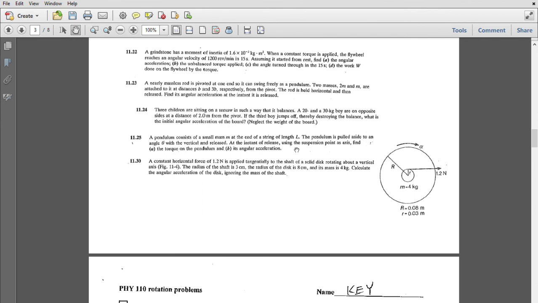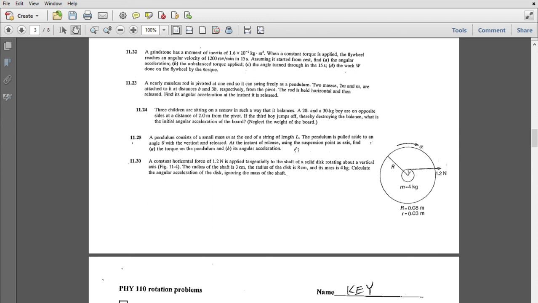Problem 1125. A pendulum consists of a small mass at the end of a string of length L. The pendulum is pulled aside to an angle theta with the vertical and released. At the instant of release, use the suspension point as axis. Find the torque on the pendulum and the angular acceleration. I guess we're supposed to do this all in terms of L and theta. So the torque in this case is going to be, well, let's see. You have to visualize a little bit here or draw a diagram.